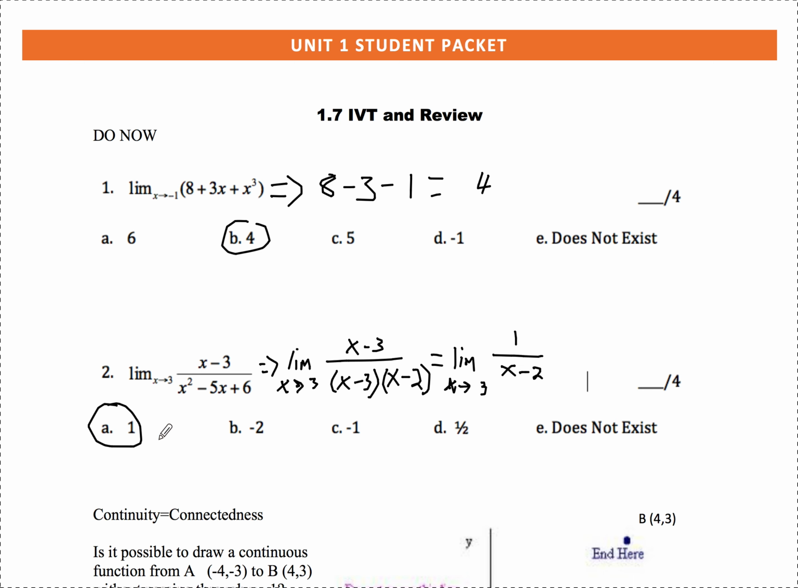Okay. So that was just a quick review for limits. Today we're going to wrap up with one final topic, our last topic of this unit, but also a very important one, the first major theorem that we'll see this year in AP Calculus, which is called the intermediate value theorem. All right, let's take a look.